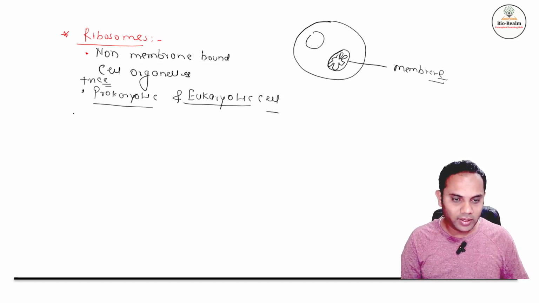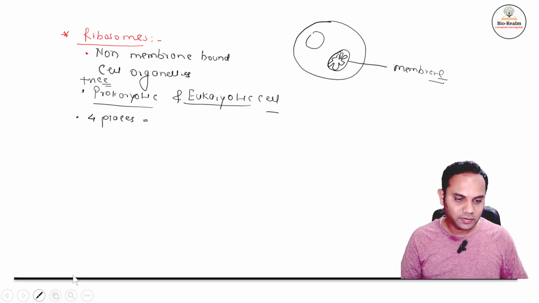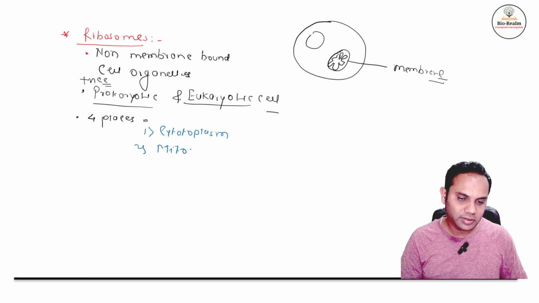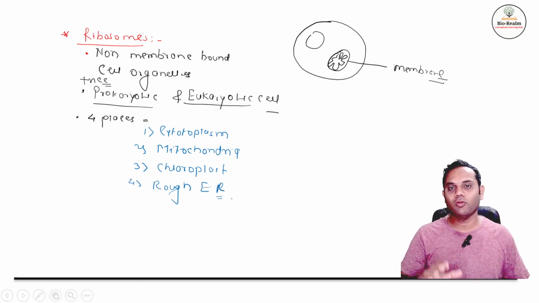Now, where is it present? It is present at 4 places. See, it is very important from your questions point of view. First, it is present in the cytoplasm. Secondly, it is present in the mitochondria. Thirdly, it is present in the chloroplast. And fourth, it is present in the rough endoplasmic reticulum. At 4 places, it is found.